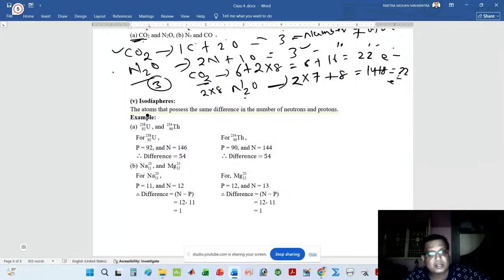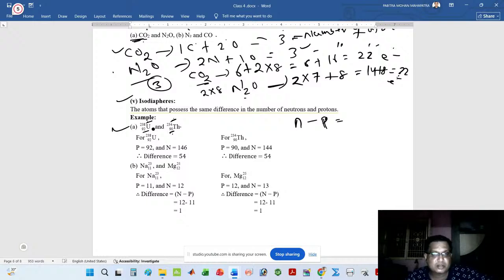Let me explain about isodiaphers. What is isodiaphers? Atoms that possess the same difference in the number of neutrons and protons. That means n minus p, the difference of neutrons and protons, must be the same. Let me check. This is the problem. This is example A: U 92 238, thorium 90 234. This is your P, and this is your P plus N.